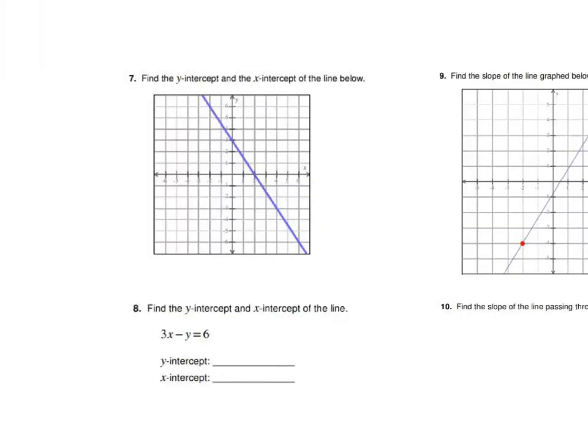Problem 7 asks us to find our y-intercept and our x-intercept of the line below. Again, the x and y-intercepts are the points at which they cross that axis. So I like to go through and put a point where it crosses my x-axis, so we're going to say x-intercept, that's at +2. And my y-intercept crosses at +3.